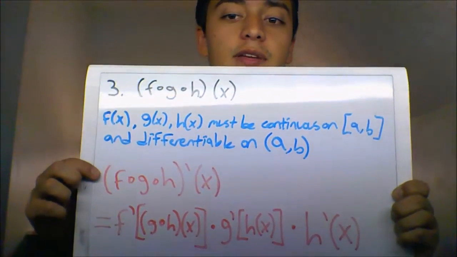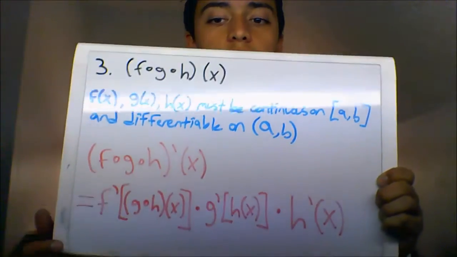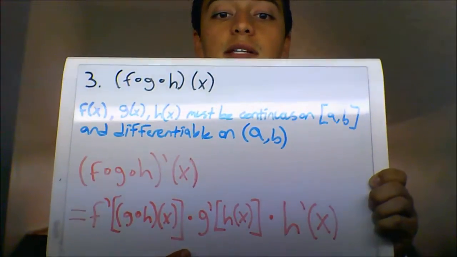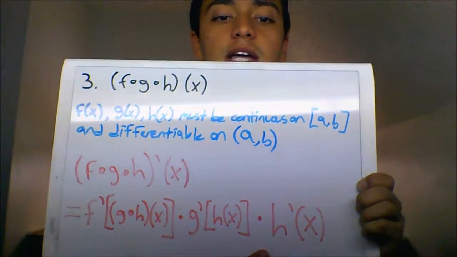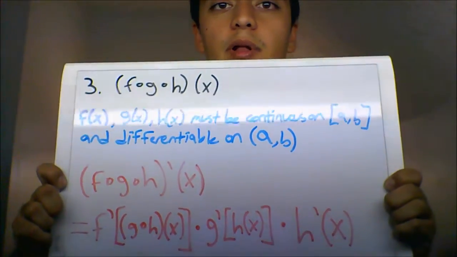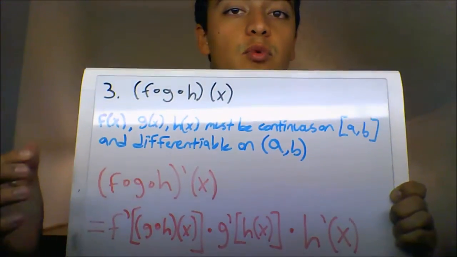So here we have the derivative of f of g of h of x is equal to f prime of g of h of x times g prime of h of x times h prime of x. And then we will now be using this and applying it to a problem that has 3 functions in one.